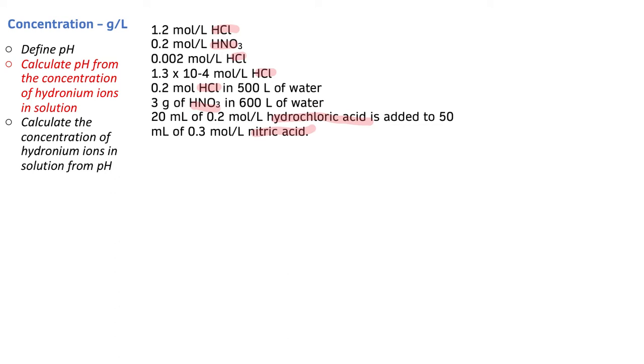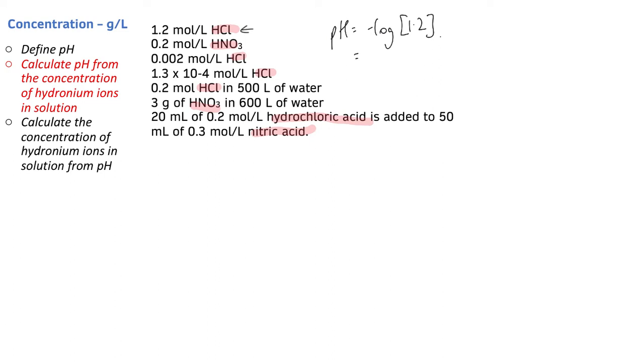For the first one, the concentration is in moles per liter, so I don't have to worry about converting it, because it's already a concentration. All I need to do is pH equals negative log of 1.2. On my calculator, what you need to do is find the negative button.